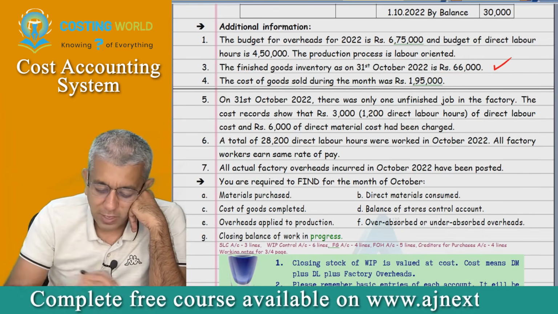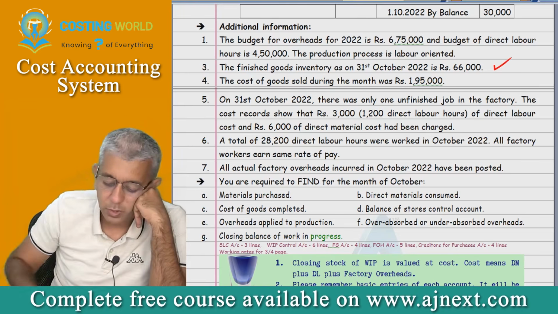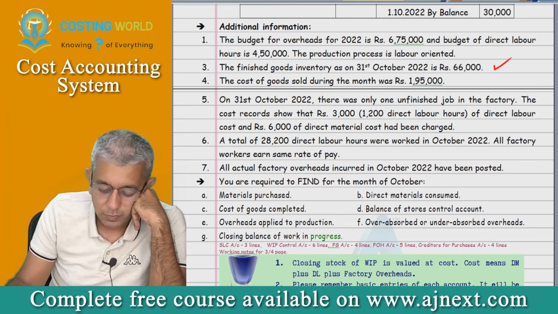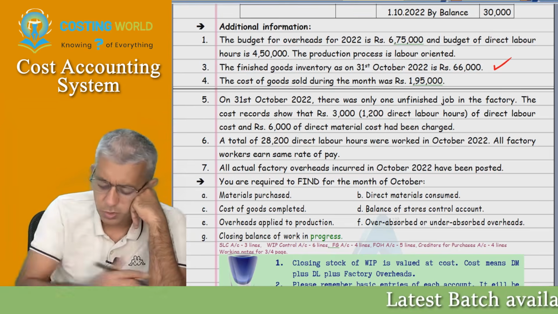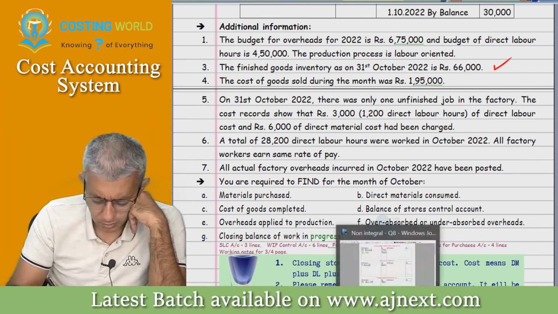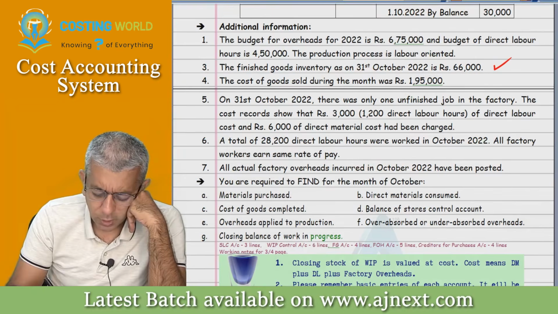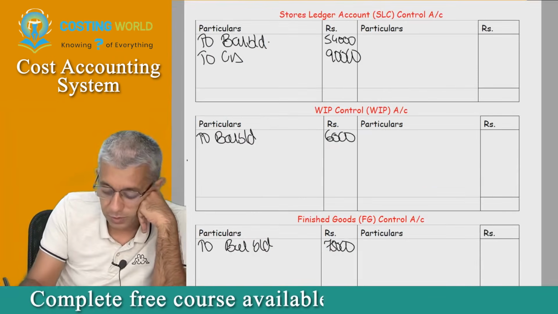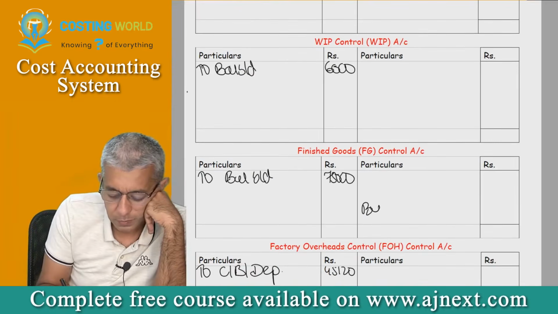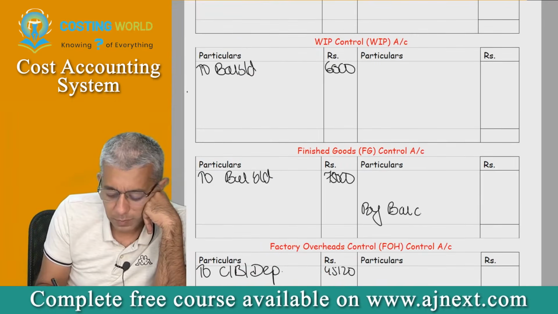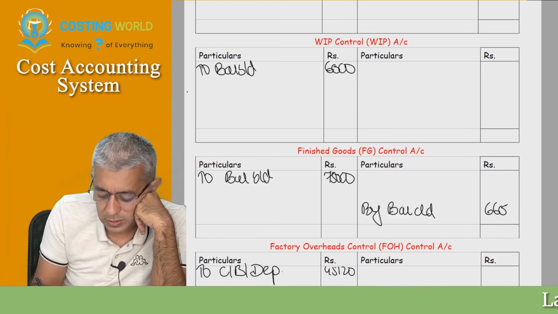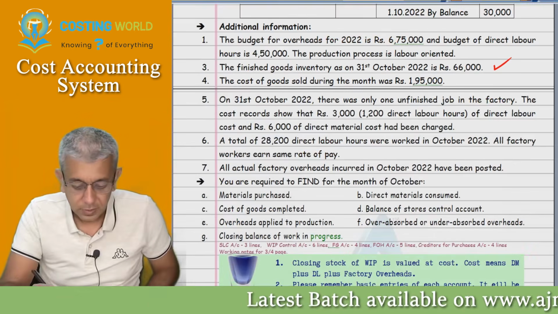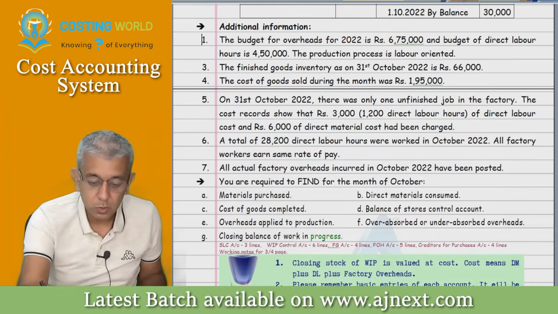Finished goods inventory as on 31st of October 2022 is 66,000. Can you say this is your closing finished goods? Yes. Okay, is it okay? Yes, sir. 66,000 finished goods account by balance carried down, 66,000. This entry is also gone.